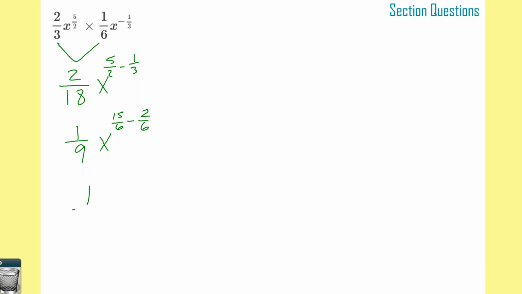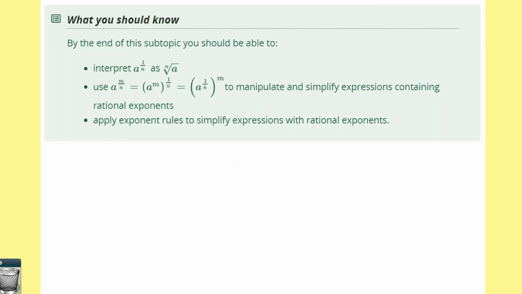So the answer is 1/9 times x to the 13 over 6. Okay, if you want to write it as one fraction, right, which I tend to think it looks nicer, x to the 13 over 6 over 9. Okay, and that way I know the x goes on top. All right, so this is what you should know by the end of this lesson, right? With all this, you should be good to go.